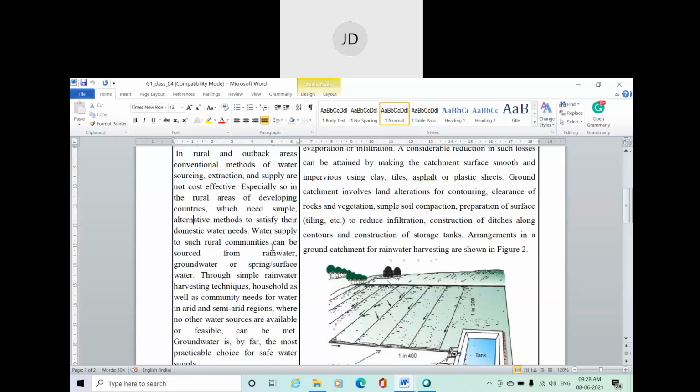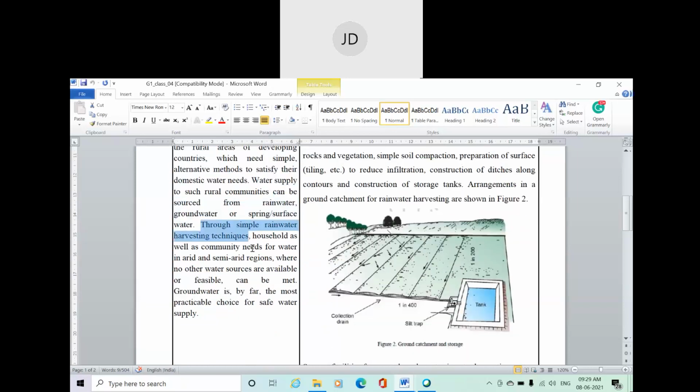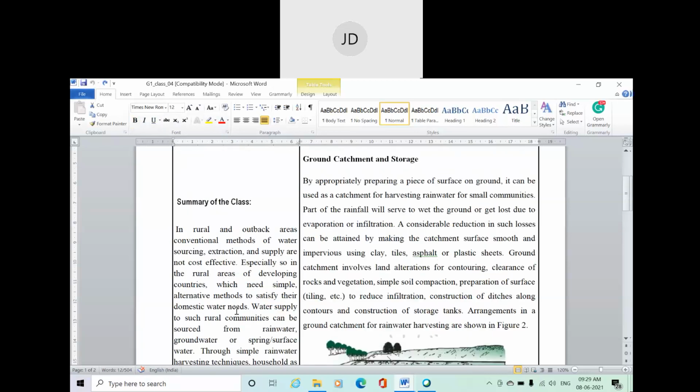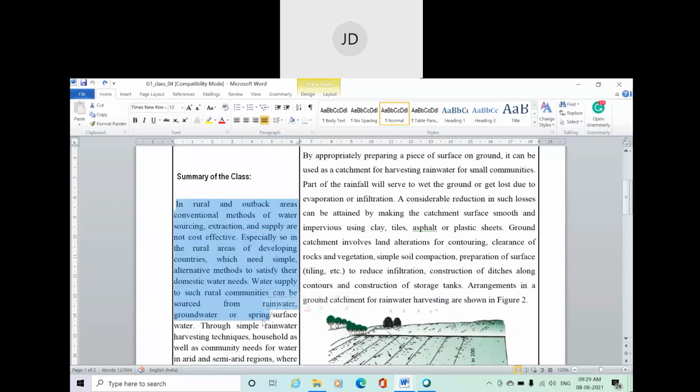So we can go for collecting water from rainwater, even from groundwater, spring and surface water. Through simple rainwater harvesting techniques, household as well as community needs for water in arid and semi-arid regions, where no other water source is available or feasible, can be met. And groundwater is by far the most practical choice for safe water supply. About this groundwater supply, we are going to discuss it. I think this is the whole scenario of the need for water in emergencies or festivals.